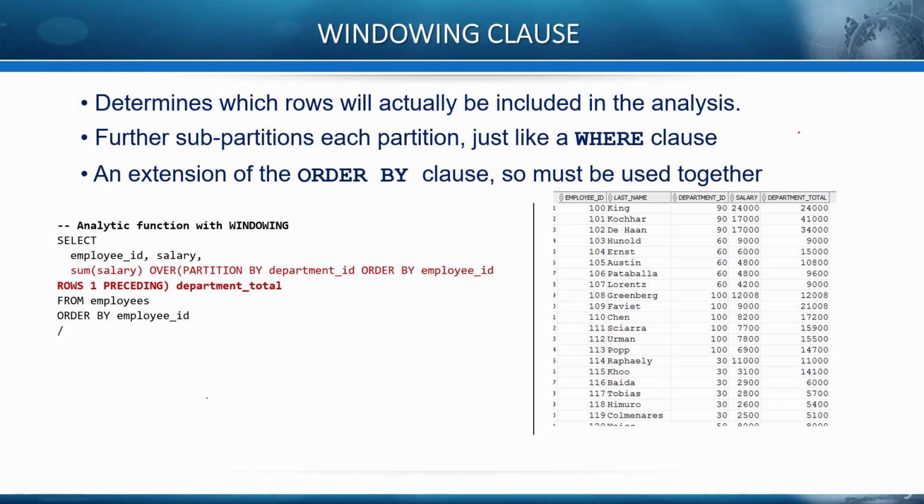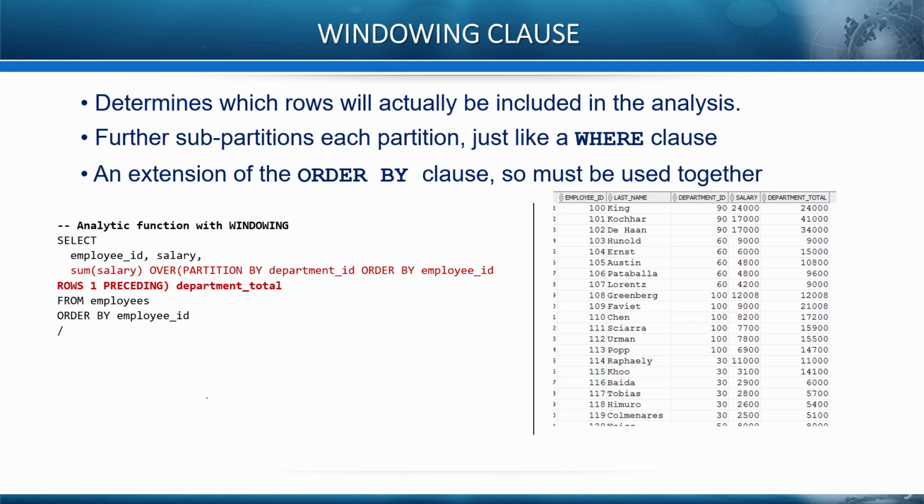In fact, the windowing clause is like an extension to the order by clause, so it must always be used together with the order by clause. This is an example of a statement that uses a windowing clause. The first part of this clause is not strange to us. It's the same as what we've been writing before. It selects the employee salary and the ID, the sum of salaries partitioned by department ID, ordered by the employee ID, but this time we are specifying rows 1 preceding, which is the window.